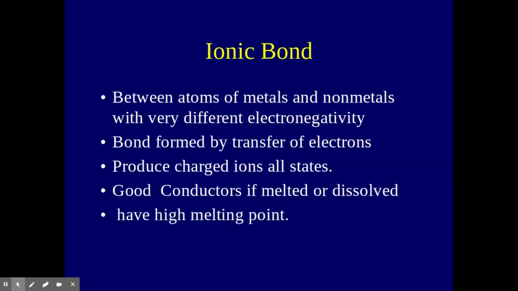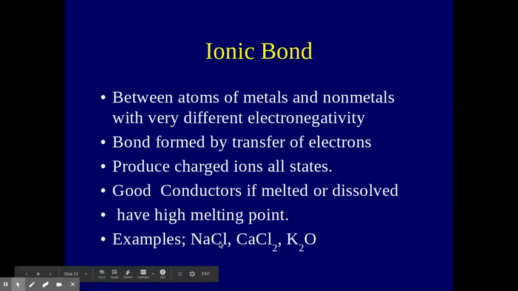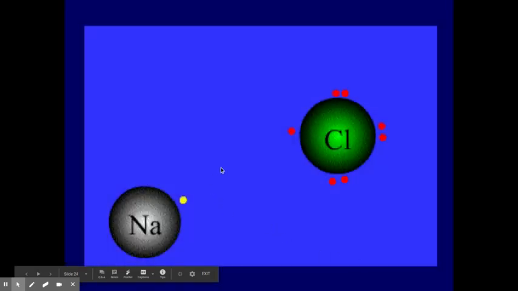And they're going to tend to have high melting points. Again, it's because of the structures they form with those positives and negatives coming together. They're like little magnets holding those ions together, which means it's going to be hard to melt them. It's going to take more energy to pull them apart and melt them. Some examples might be sodium chloride, calcium chloride, potassium oxide. All of those have a metal and a nonmetal. Metal, nonmetal, metal, nonmetal.